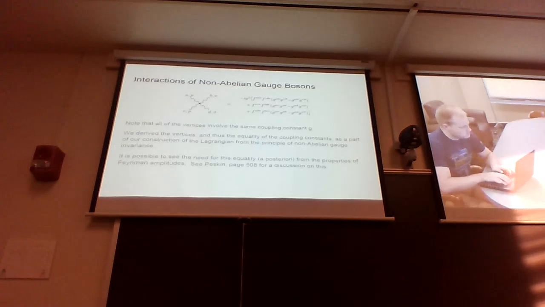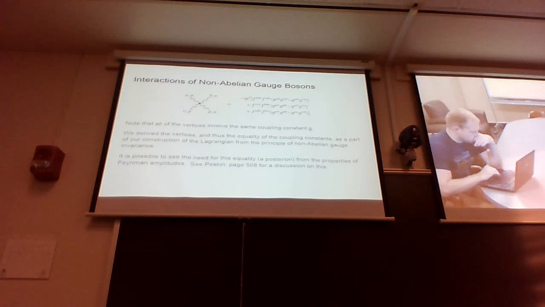And you can actually, after the fact, see the need for this equality from the properties of Feynman amplitudes. So consider some particular process, and you would have some combination of Feynman diagrams that would include these vertices. And you would see that, to kill off bad behavior, you need these coupling constants to be equal. For cases like QCD, that's been tested over and over, and it turns out to be true. You can extract the couplings from different processes and compare and see that numerically they're the same.